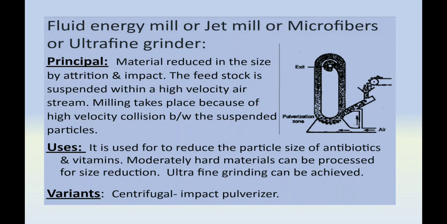Fluid energy mill is also known as jet mill, micronizer mill, or ultrafine grinder. The principle of fluid energy mill is based on impact and attrition. In this equipment, the feedstock is suspended within a high velocity airstream. Milling takes place because of the high velocity collision between the suspended particles. A variant of this mill is also available, called the centrifugal impact pulverizer.